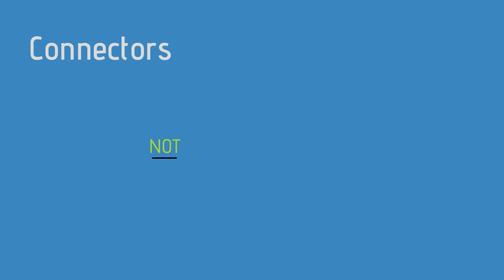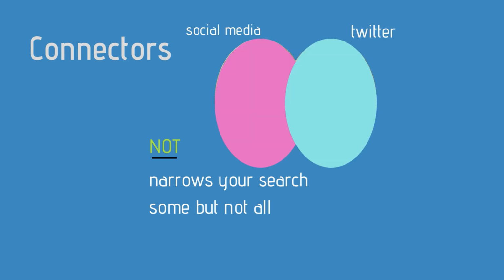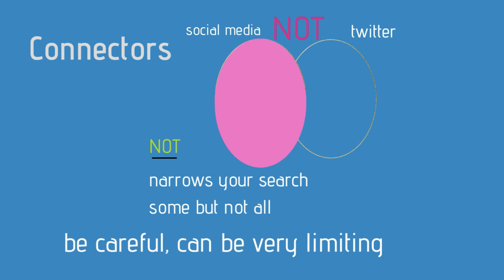A connector that can be very useful, but only in the right circumstance, is not. Not narrows your search by telling the database, I want this word, but I want to exclude any documents that have this other word. For instance, I want resources that talk about social media, but I don't want to hear about Twitter. This can be useful for those concepts that could be misinterpreted by the database. Remember, the database works with the context you give it, but be careful as you are being extremely specific, and the database doesn't know how to guess about what you really mean, so it will do exactly what you say.